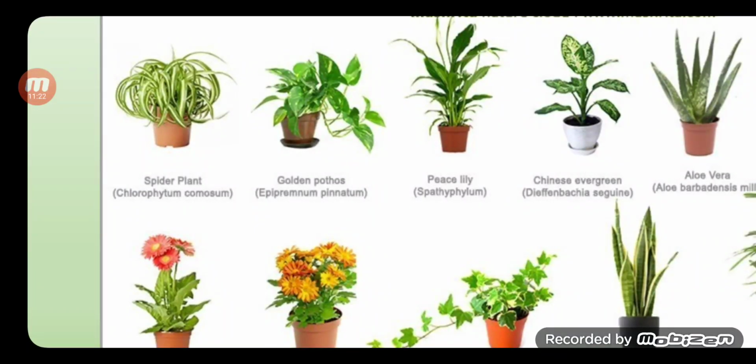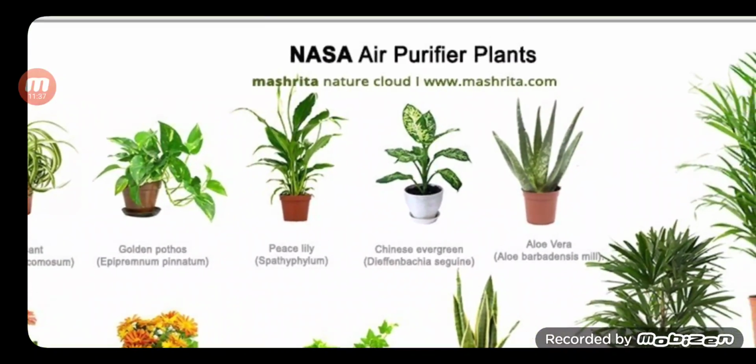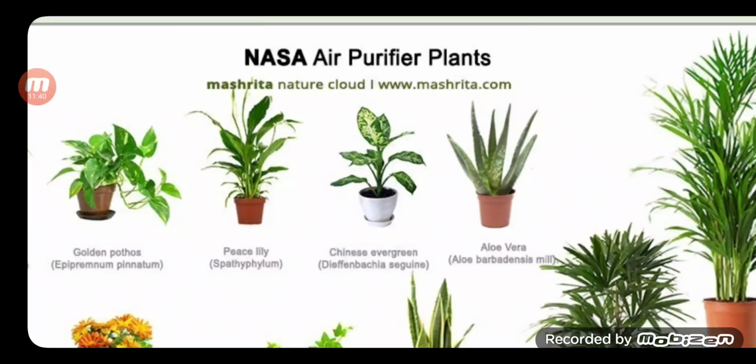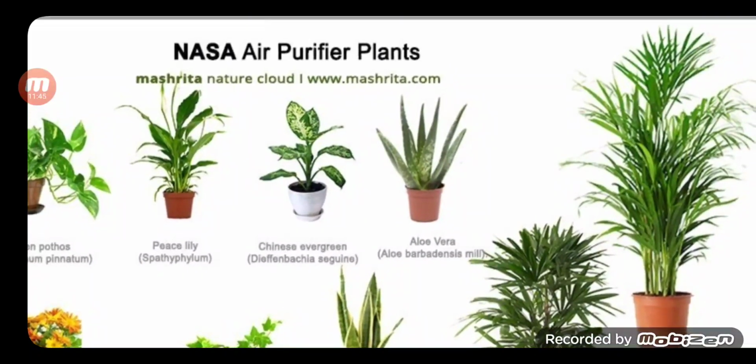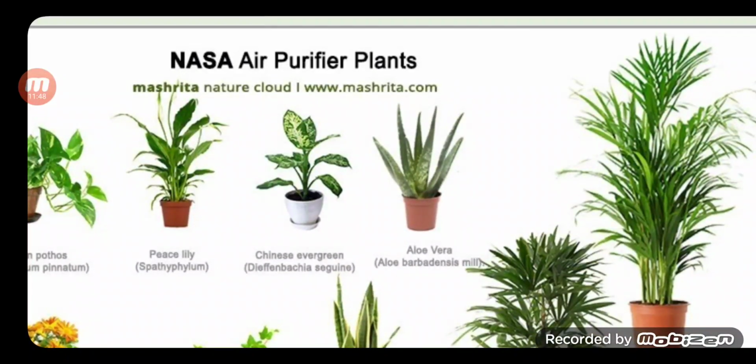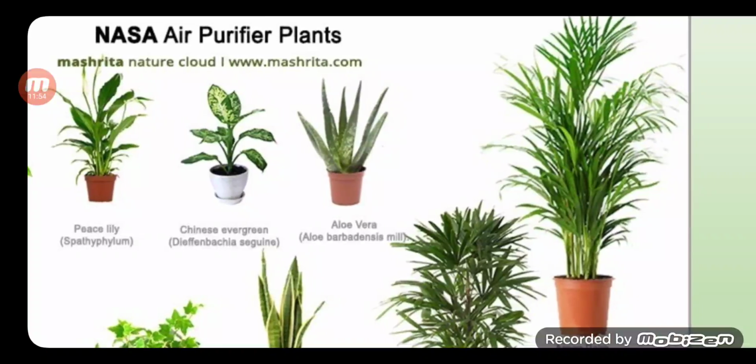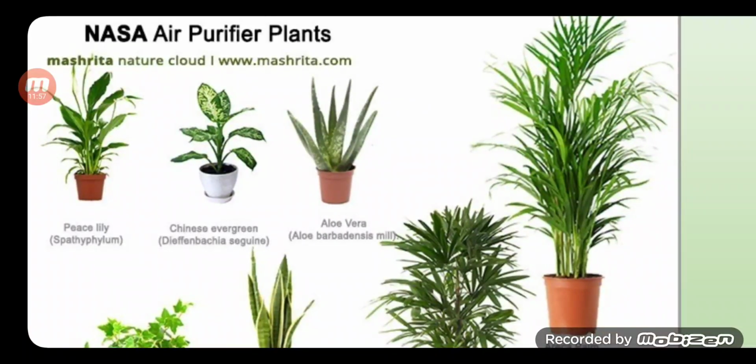NASA air purifier plants. Spider plant, Chlorophytum comosum. Golden pothos, Epipremnum pinnatum. Peace lily, Spathiphyllum. Chinese evergreen, Aglaonema. Dieffenbachia. Aloe vera, Aloe barbadensis Mill.